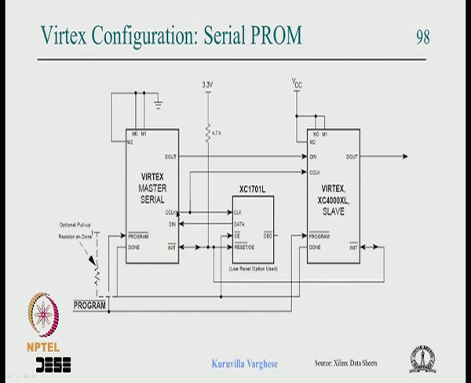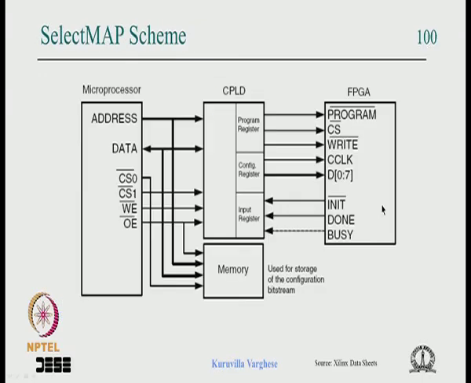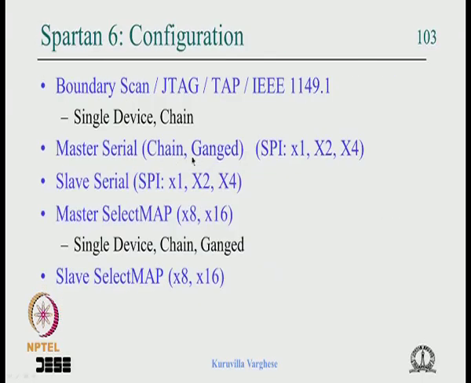Even in the JTAG there is a TDI pin which takes in the data and a TDO pin which takes out the data. So the TDO pin of an FPGA can be connected to the TDI pin of the next, so it can be chained. Okay, so that is possible. In boundary scan you can have a single device or a chain, and you can program multiple devices. In the master serial you can have a chain, along with the slave, a chain of devices.